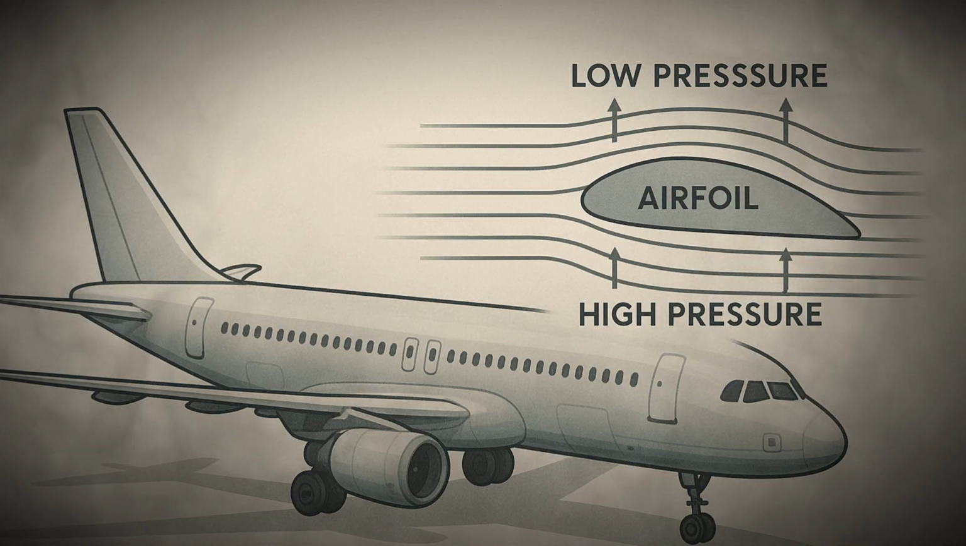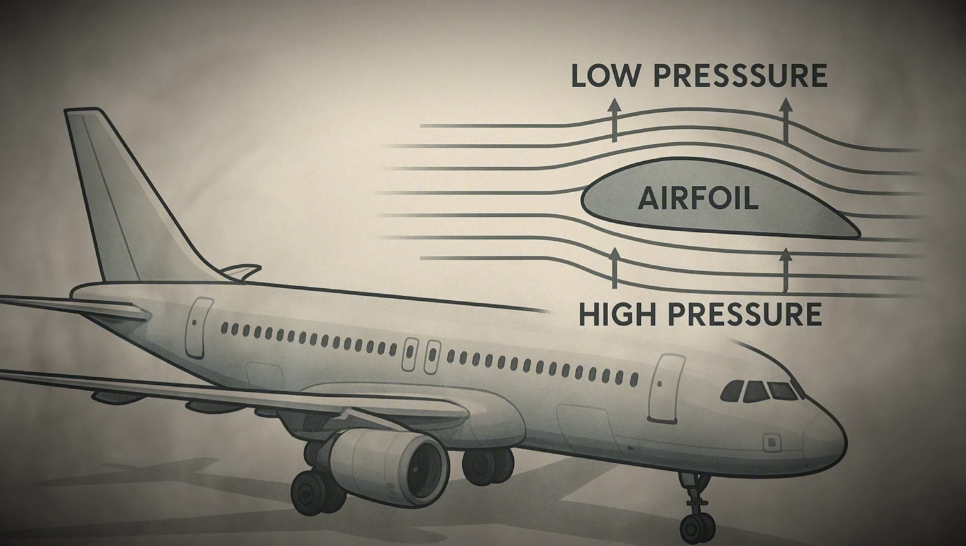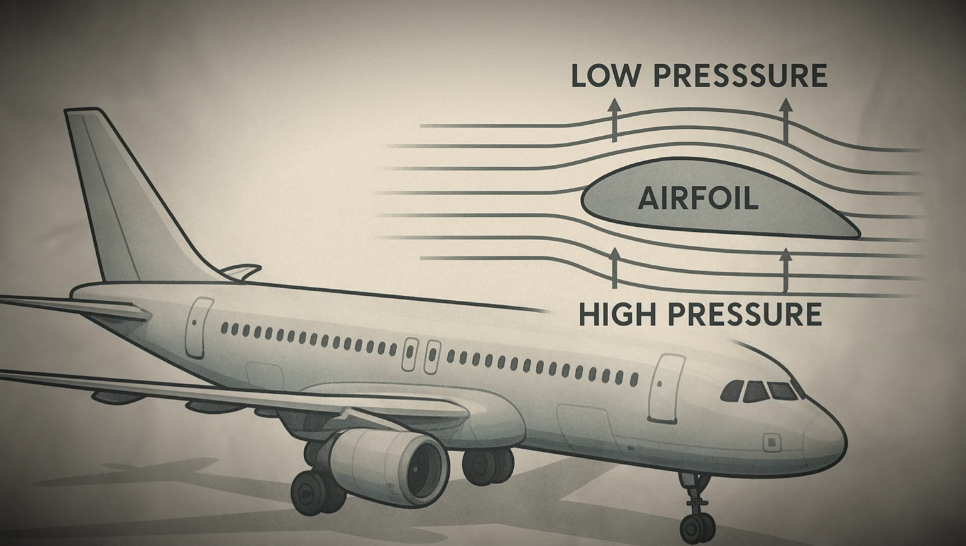Wings must be strong enough to support the entire weight of the airplane in flight and to withstand turbulence and stress. Engineers design wings with spars and ribs that distribute forces evenly, and materials such as aluminum alloys and advanced composites provide strength while minimizing weight.